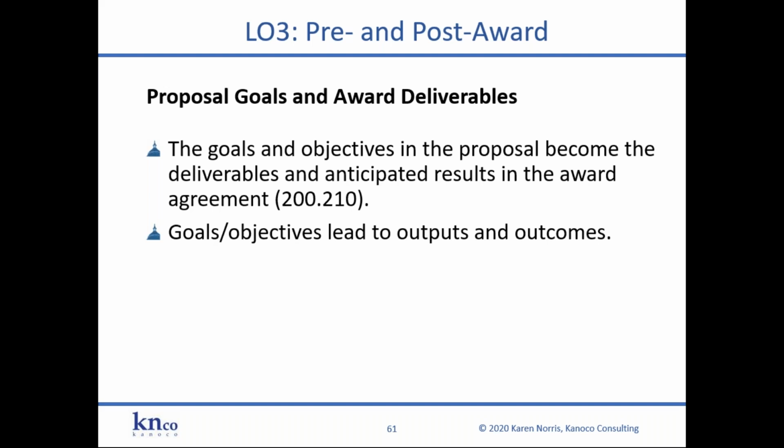You don't want to have a promise that's too insignificant. On the other hand, you don't want a promise that is so formidable that there's no way you're going to be able to manage it within the project period. And now you've failed. You haven't performed. So the wording of your goals and objectives are really important, and they lead to what's called outputs and outcomes.